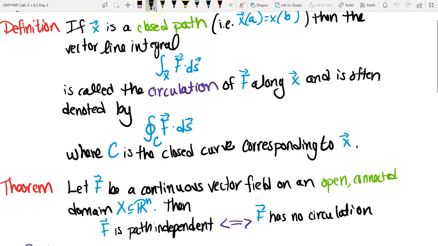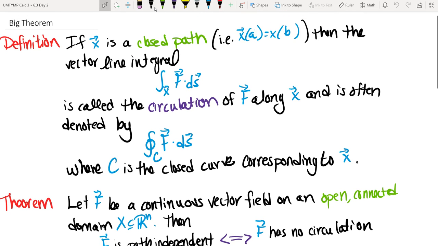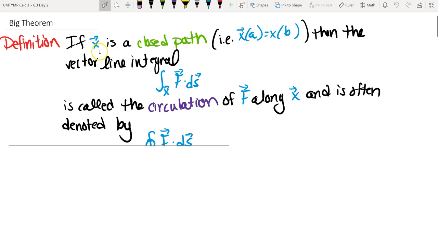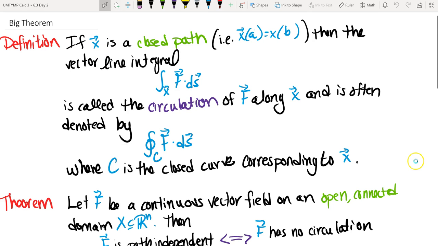First, there's a definition that we need to be aware of, and it is this idea of circulation. We think of a path as being a closed path. This isn't necessarily the same as topologically closed, it's just a closed path such that if we look at the starting point and ending point of the path, they're the same. Apologies for that.